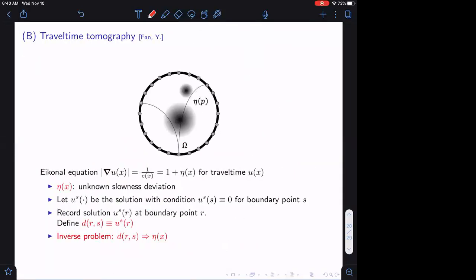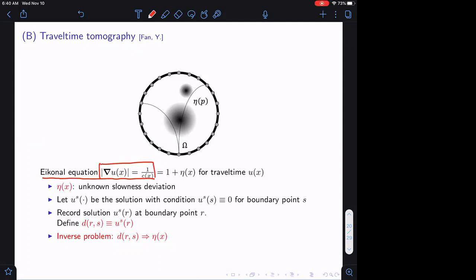So the second example I'm going to talk about is something called travel time tomography. In the case of travel time tomography, the physics setup is the following: the equation that describes the physics is something called the Eikonal equation, which is given by the formula here. Okay, now what is the physics?